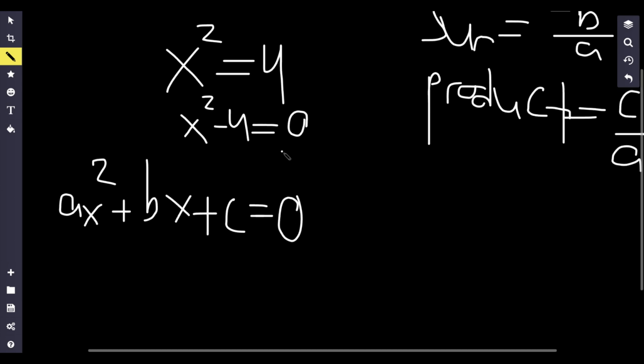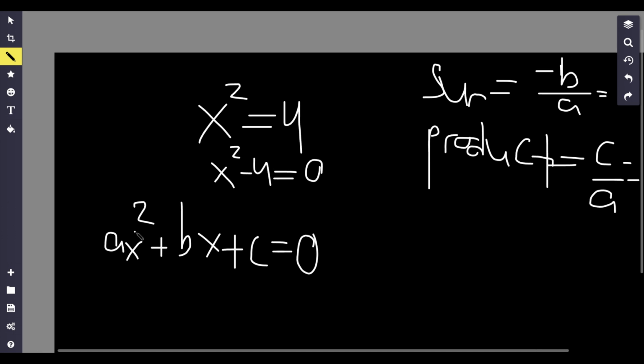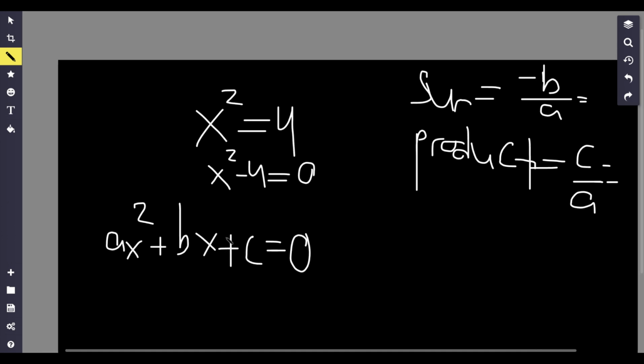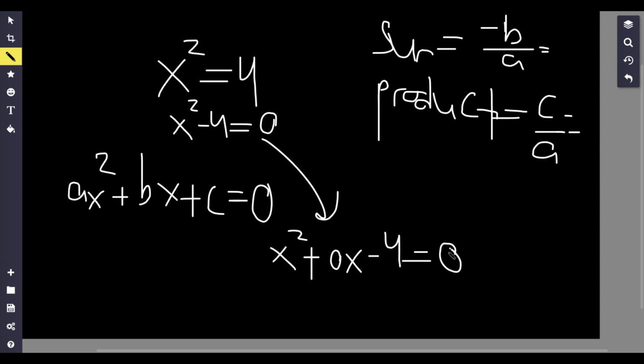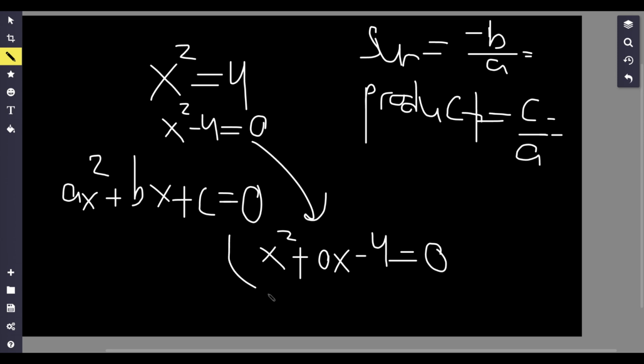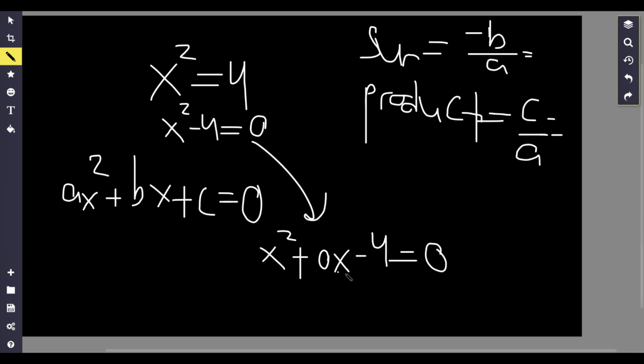Well, in this case, you'll notice how there's actually no bx term, right? Normally, in the standard form, we have ax squared plus bx plus c is equal to 0. However, this is actually in standard form because, even though it doesn't have a bx term, you can think about this equation as x squared plus 0x minus 4 is equal to 0. So now you'll notice how our equation is actually in standard form. It's just that there's no b.